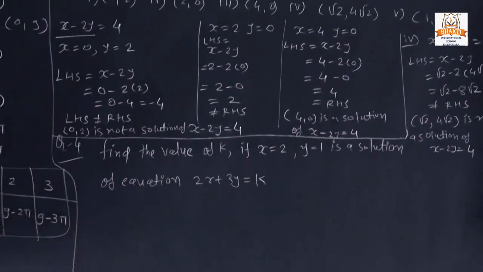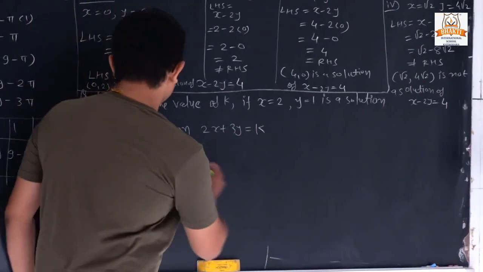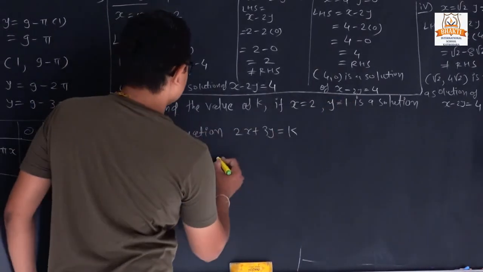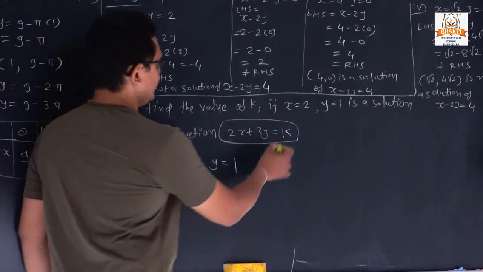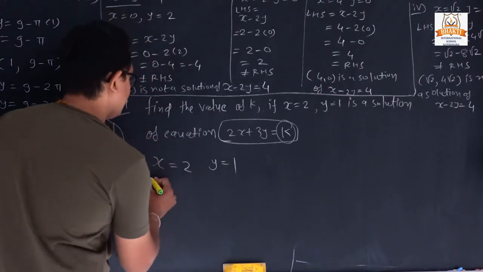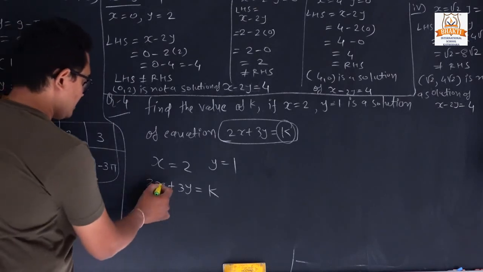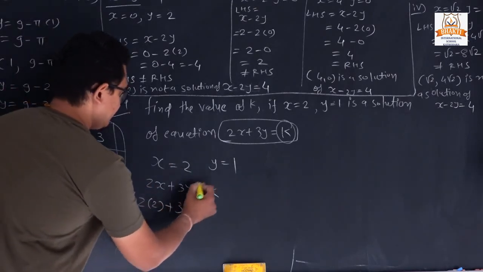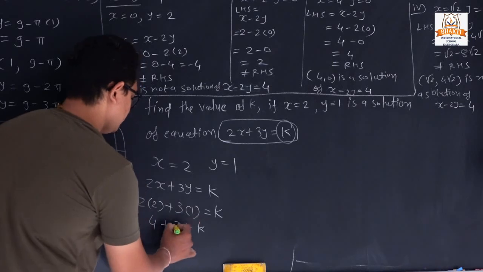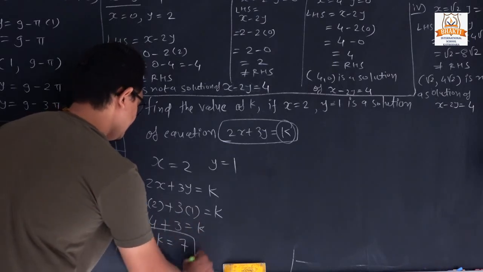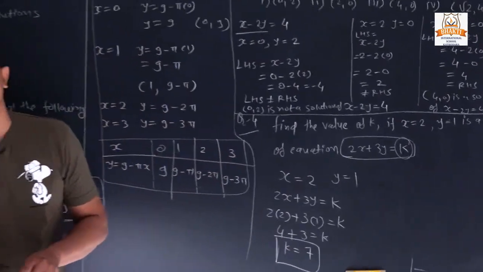Now the last question of that exercise. Find the value of k if x is equal to 2. So x is equal to 2 is given, y is equal to 1, and the equation is also given. So we need to find the value of k. Here we have a k. So first of all, I am writing the equation is equal to k. Now put x is equal to 2 and y is equal to 1. So 2 into 4, 3 into 1, so 4 plus 3. So what is the value of k? It is 7. Clear? So it is the end of our exercise number 2.2.